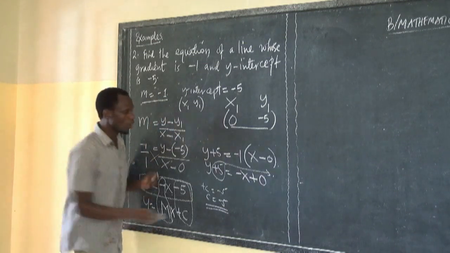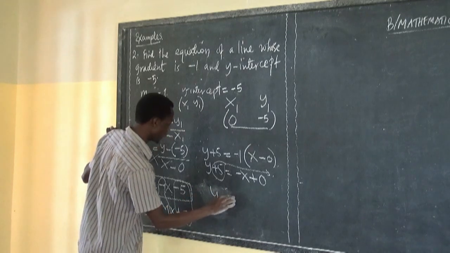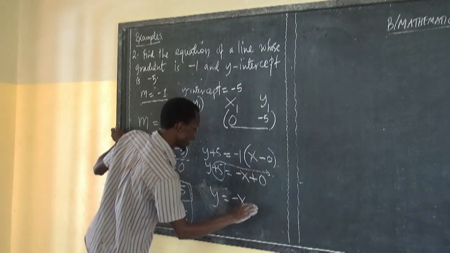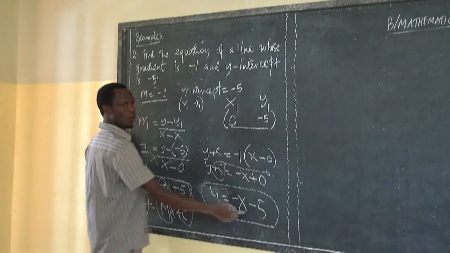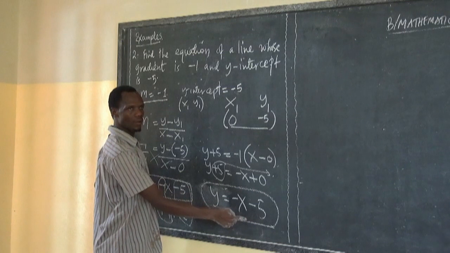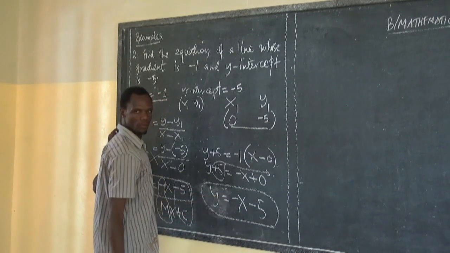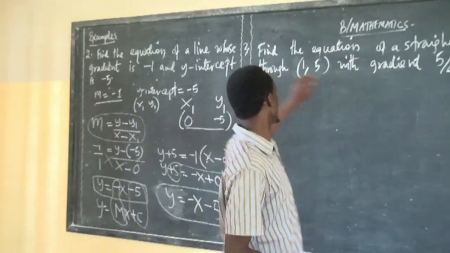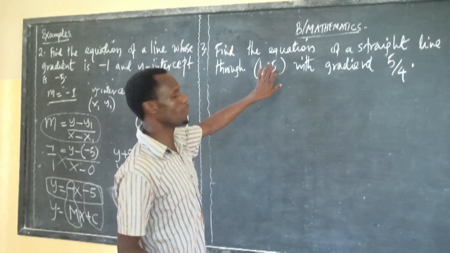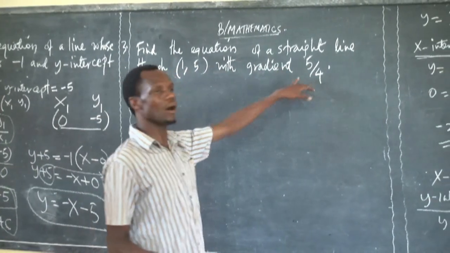So in short, that is the equation now. Y is equal now to negative x, then negative 5. This is an equation. You can see y-intercept negative 5. Then m is equal to negative 1. Simple now. The other question is, find the equation of a straight line through 1, 5 with gradient 5 over 4.